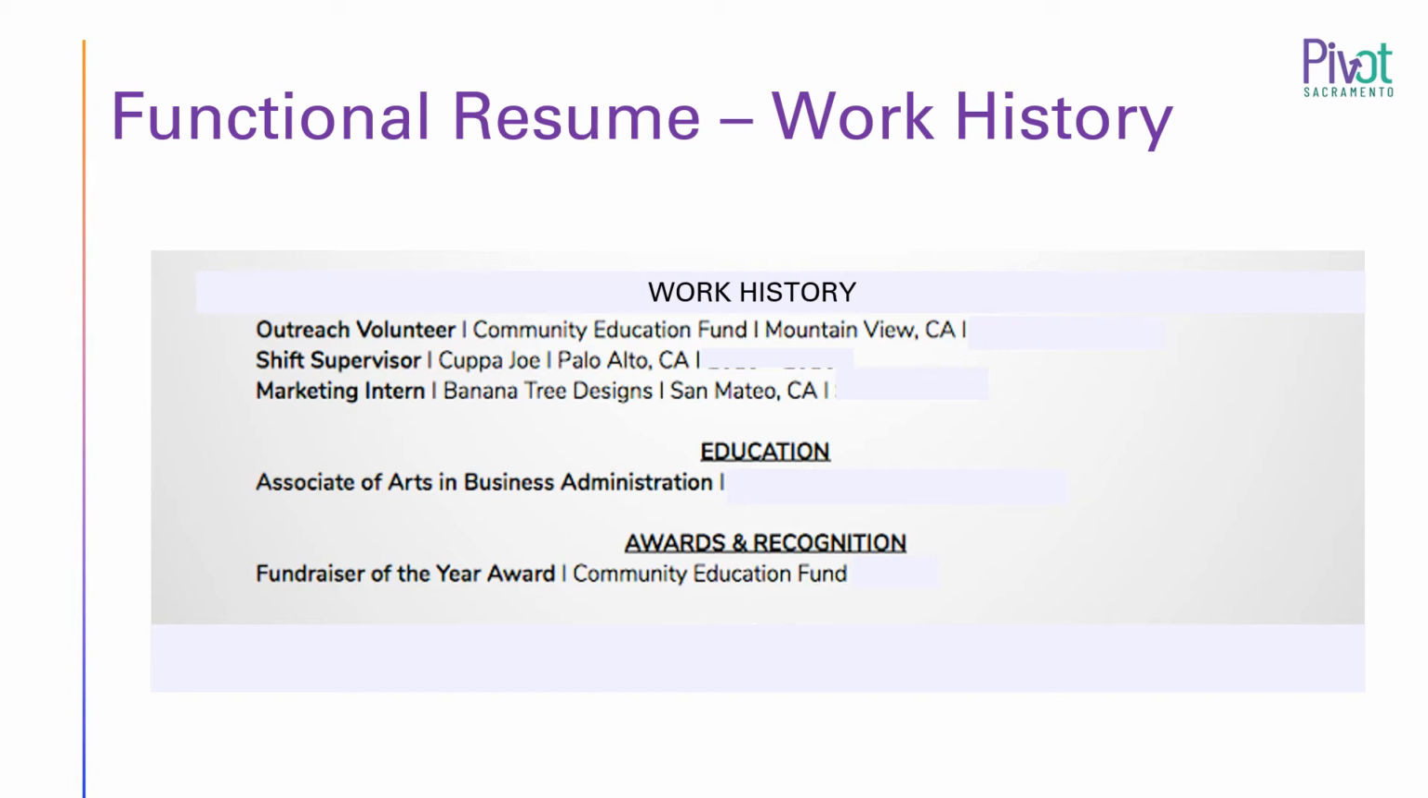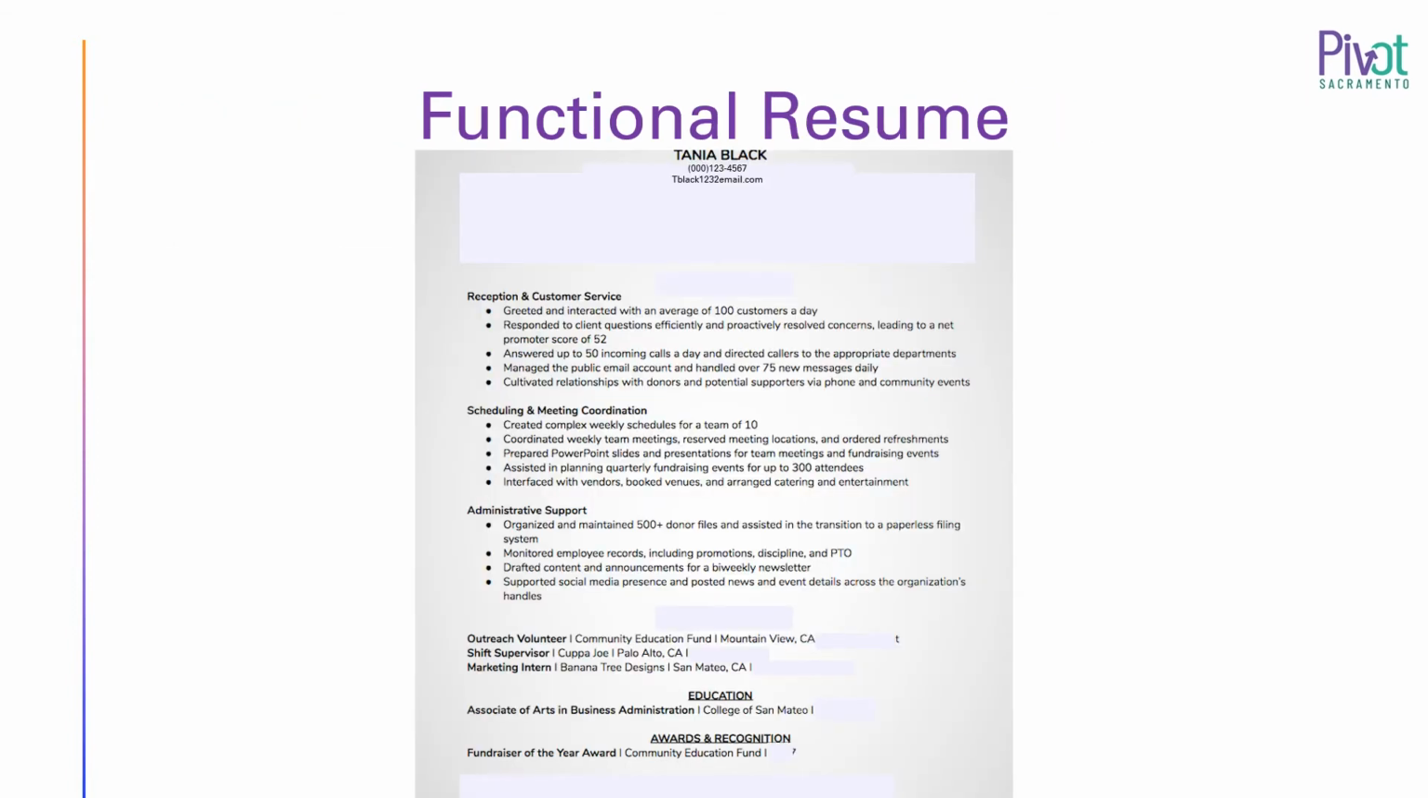You want to also include your education and any awards or recognitions. You want to include this stuff as long as it goes along with the type of job that you are applying to. That's pretty much it on that. So this is the finished product. You got your heading, you got your work experience, you got your work history, your education, your awards, and that's pretty much it.